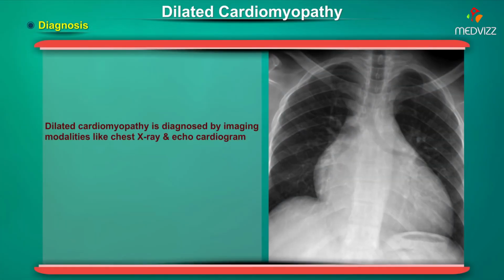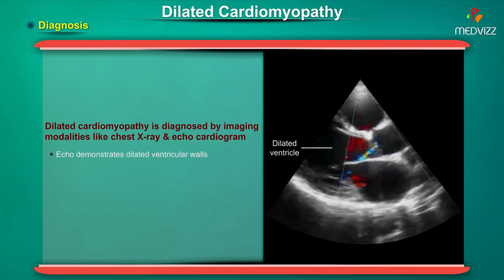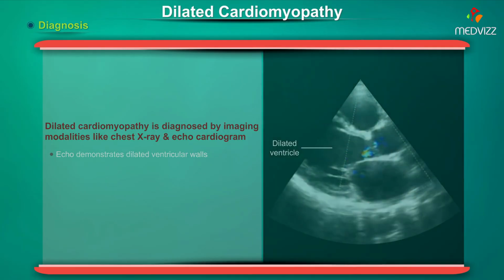Dilated cardiomyopathy is diagnosed by imaging modalities like chest X-ray and echocardiogram. On chest X-ray, a dilated water bottle-shaped heart and pleural effusion can be seen. Kerley B lines can also be seen if pulmonary edema is present. Echocardiogram demonstrates dilated ventricular walls.